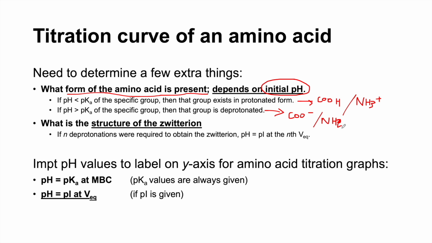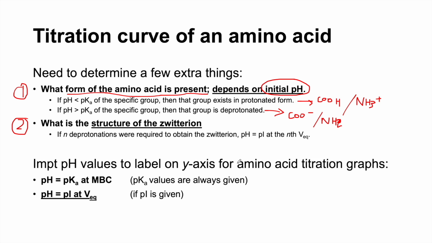So then the second thing is what we need to deal with. This is the first thing. The second thing we need to determine is what is the structure of the zwitterion. The zwitterion of an amino acid is when the overall charge is 0, but there are localized charge centers at the NH3 plus and the COO minus.